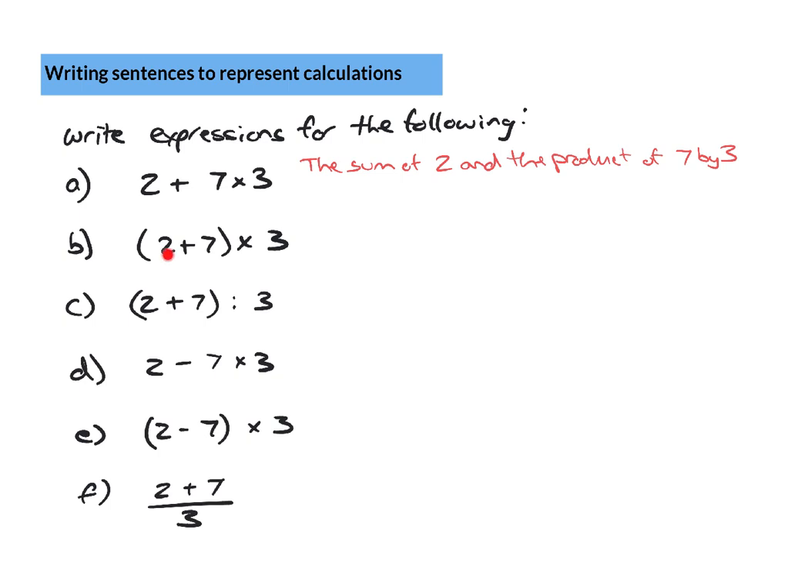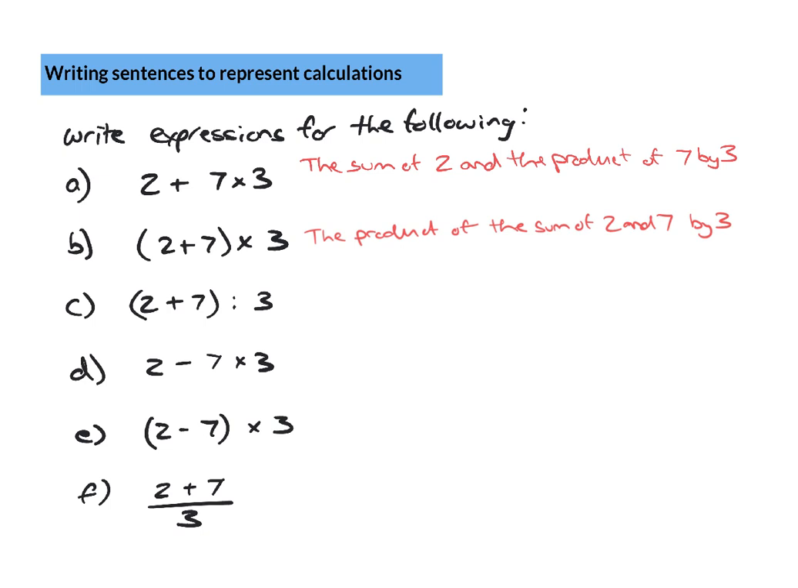The next one here, we are adding the 2 plus 7 first, then we're multiplying by 3. So we're going to end up with the product, because we're multiplying, of the sum, because that's the one on the left, the sum of 2 and 7, so that's my bracket, by 3, because that's the one that's being multiplied by.